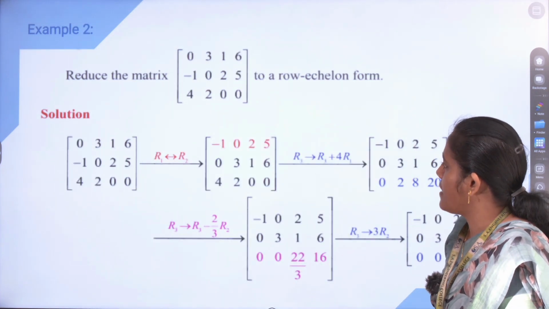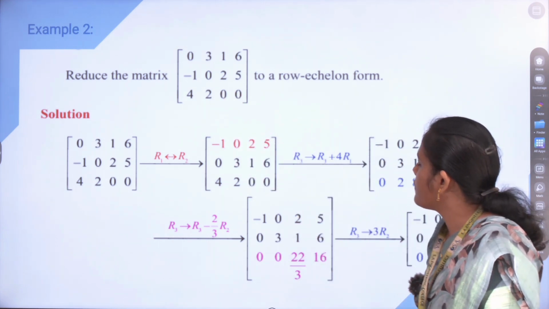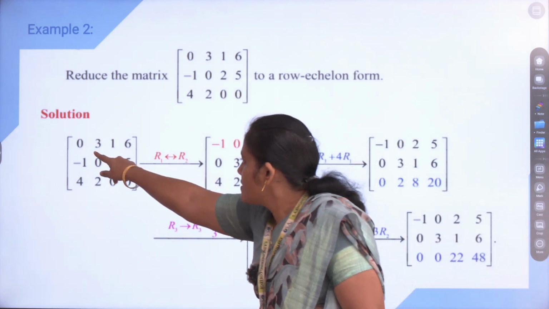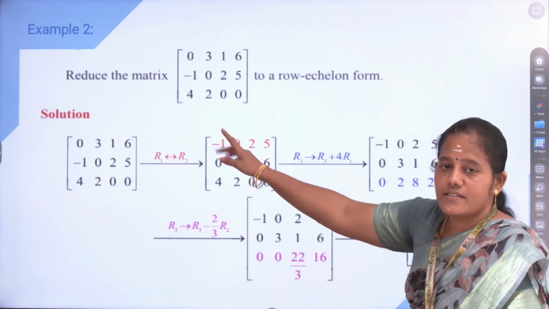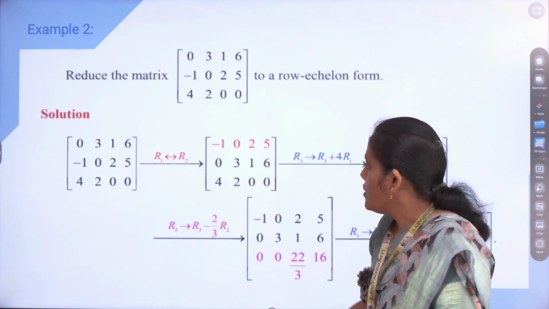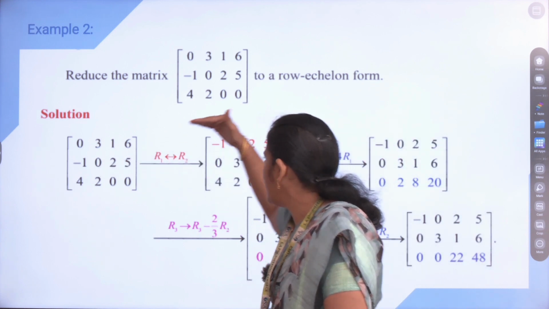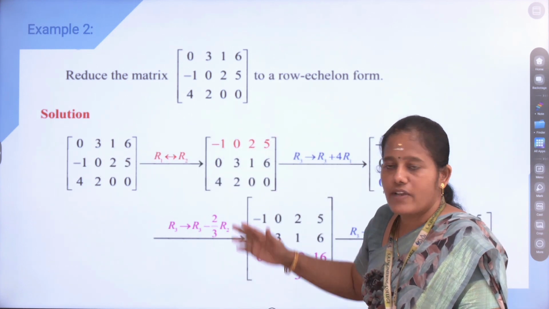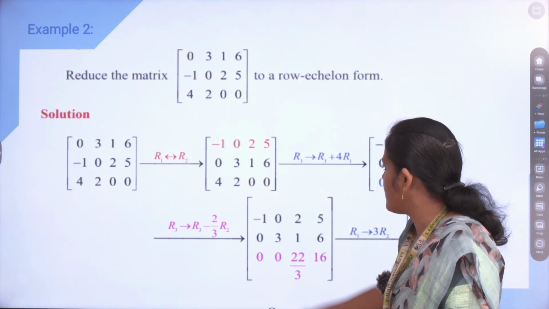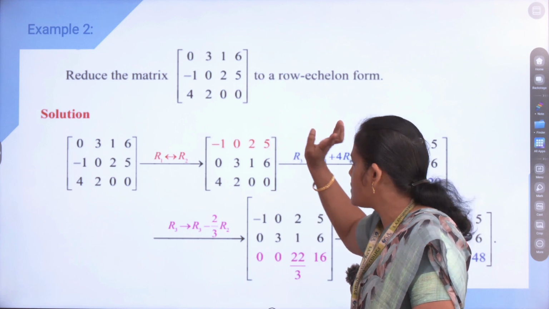Similarly, the second example: reduce the matrix to row echelon form. See this matrix, the first element is a zero element. So we convert it into a non-zero element using an elementary transformation. As the first step, we interchange the first row and the second row. Now the first element is a non-zero element.